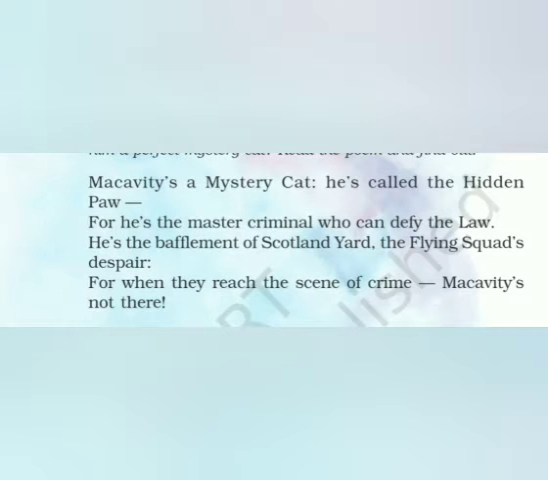So he is the bafflement of Scotland Yard. The police in Britain or in England, they are called Scotland Yard. So he is a bafflement. He creates confusion. The Scotland Yard are unable to understand how this cat is able to hide. It does the criminal activity, or it steals, it robs, and then it quietly disappears. So they are confused as to how to catch this cat.